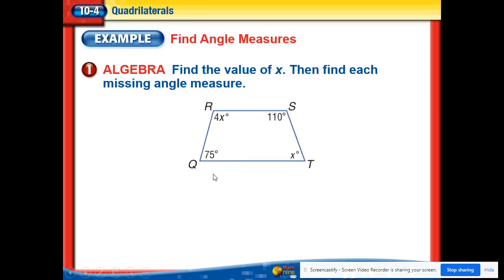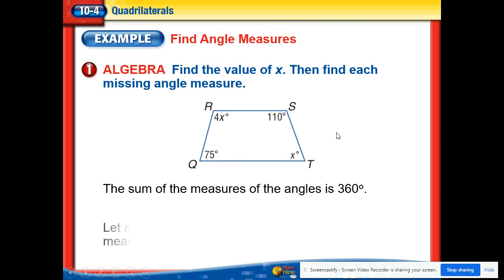So here is an example, and we have a quadrilateral. This one looks much like a trapezoid. So it has four angles because it's got four sides. And we know what Q is, it's 75, and S is 110. But what about R and T? They have x values. But we can use the idea of them all adding up to 360 in order to find the exact values for R and T. So what we're going to do is add all of these up going around, set it equal to 360, and then solve.